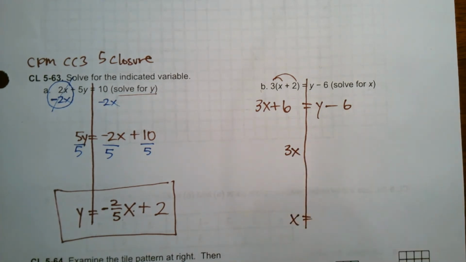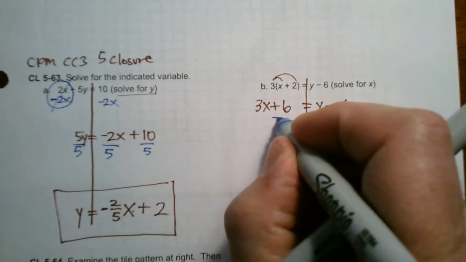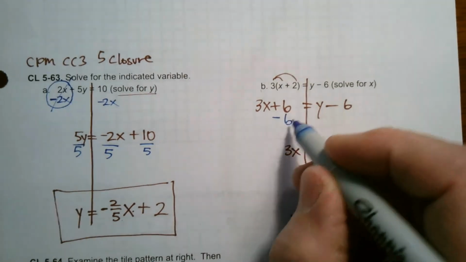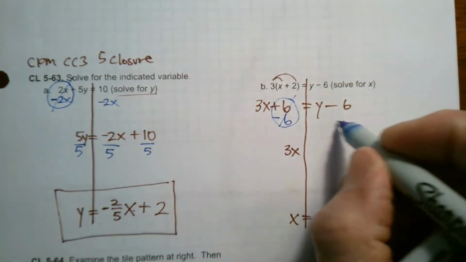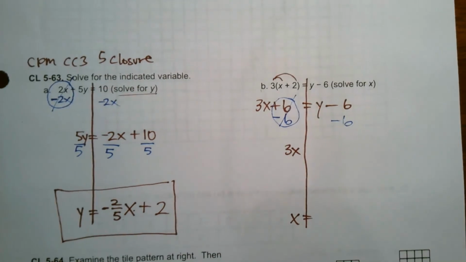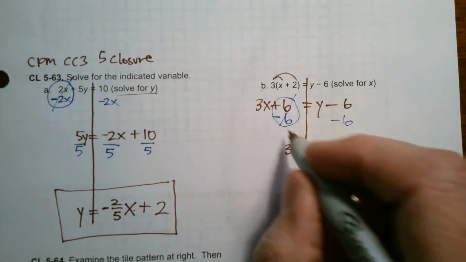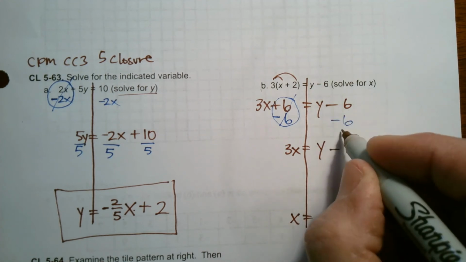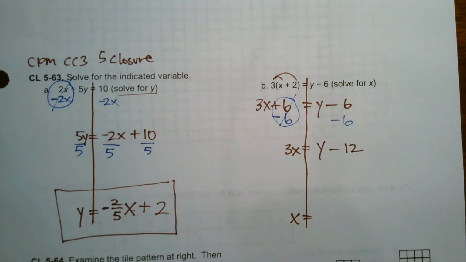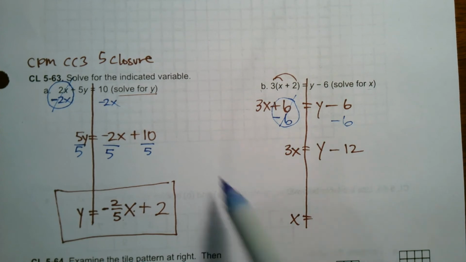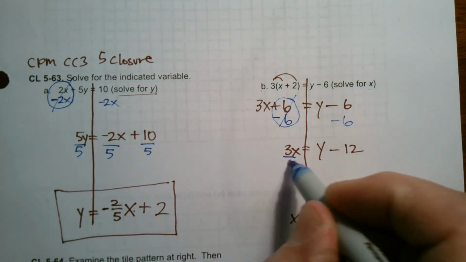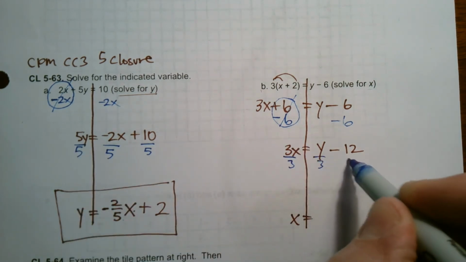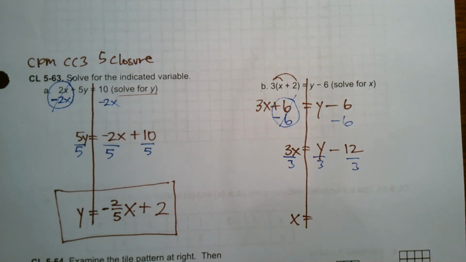So I just want 3x by itself. How do you do that? Do the opposite of the other thing, which is it's a positive 6, do a negative 6. That goes away. Do it as well over here. So I have 3x is equal to y minus 12, right? A negative 6 makes it a negative 12. Now I'm at that divide by the coefficient. The coefficient is 3. And again, divide each term by 3.